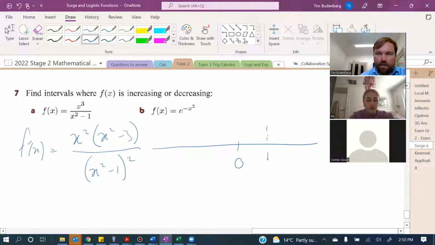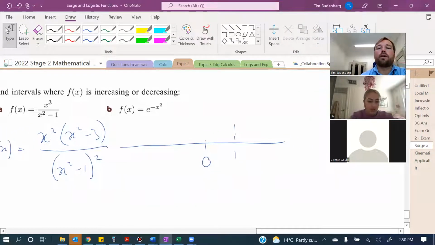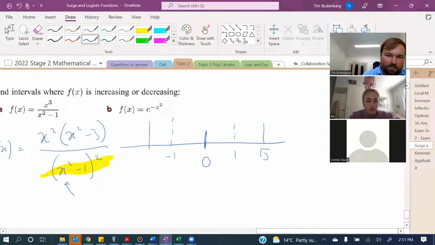That's probably where I got confused again, is the asymptotes. I didn't realize. Oh yes, the asymptote at 1 is coming from the bottom here. Oh, and there would be a -1 as well, plus minus. Yeah, well done. So there's 2 asymptotes, and there's a cut at 0 and another cut at plus or minus √3. So plus √3 and minus √3.